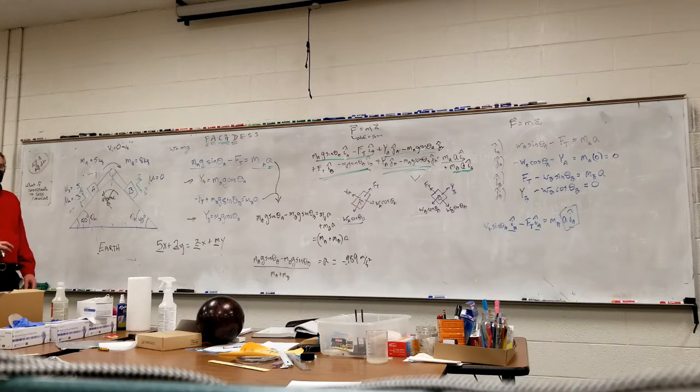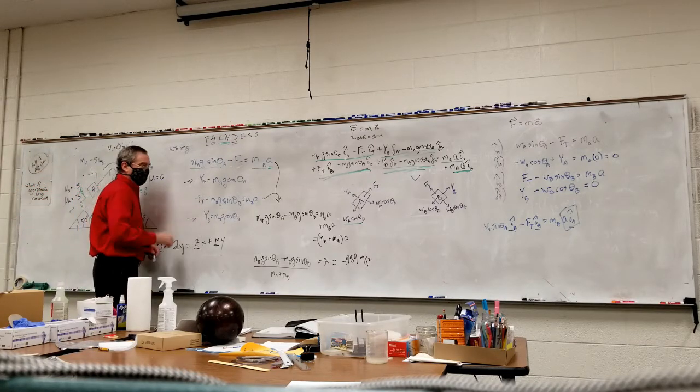If you wanted to keep the accelerations independent of each other, then we would assign this as, say, a sub A and that a sub B. But at some point, we'd have to reconcile what's the relationship between a sub A and a sub B. Because you'd end up with one too many unknowns. And they'd be opposing each other. Yes. Okay.